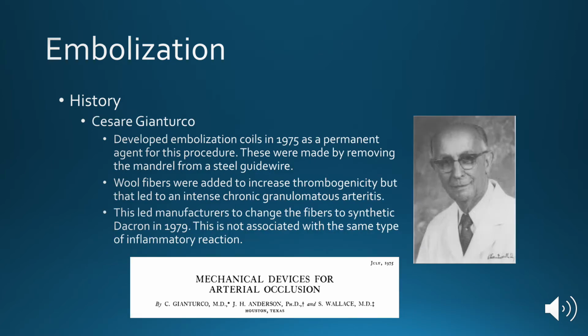Dr. Gianturco was responsible for developing embolization coils in 1975 as a permanent agent for embolization. These were made by removing the mandrel from a steel guide wire and then adding wool fibers to increase their thrombogenicity. But what was immediately noticed was that the wool fibers led to an intense chronic granulomatous arteritis. This led manufacturers to change the fibers to synthetic Dacron in 1979 because this was not associated with the same type of inflammatory reaction.